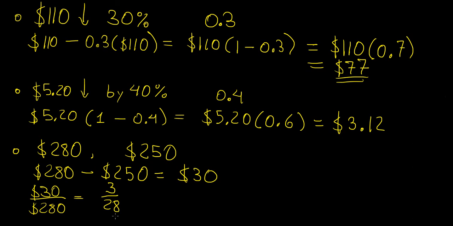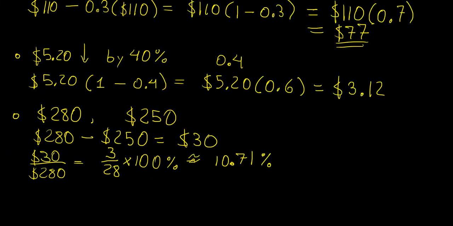And this is going to be a fraction, but we want a percentage, remember? So we need to convert this to a percentage. How do we do that? We multiply by 100%. So now if we do that, we should get something close to, so I'm going to write approximately equal to 10.71%. So this is the amount by which we reduced the original price of 280 to 250.